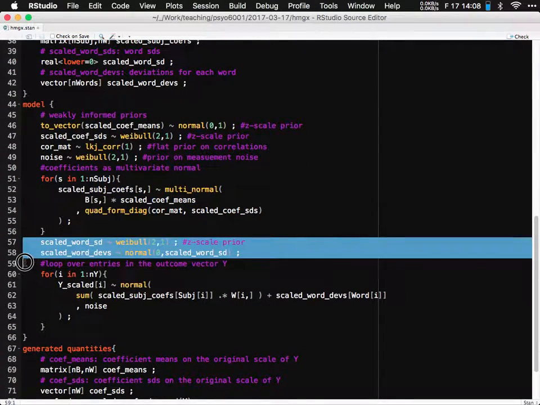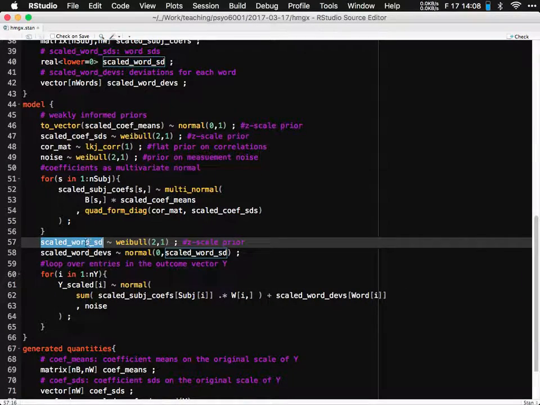A little bit here, though, is new. We have these two new things, scaled word SD and scaled word devs. Those are parameters, so we need to put priors on them. So scaled word SD, this is the standard deviation amongst the words. This is, I guess, the standard deviation of the effect that a given word has on the outcomes, so we'll just put a Weibull prior on that.